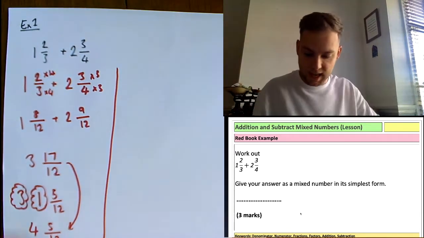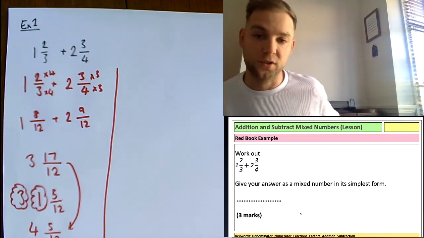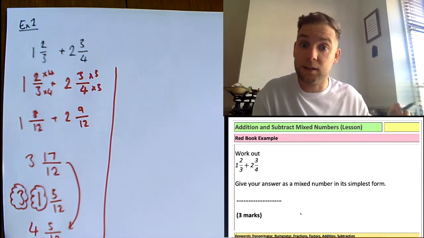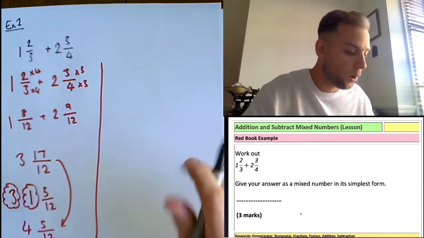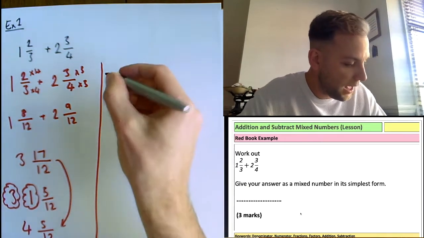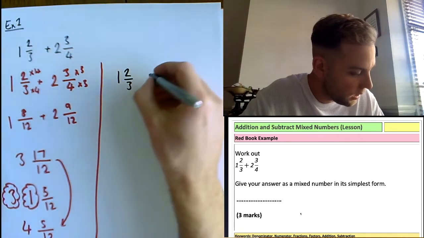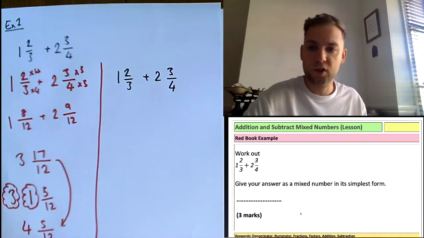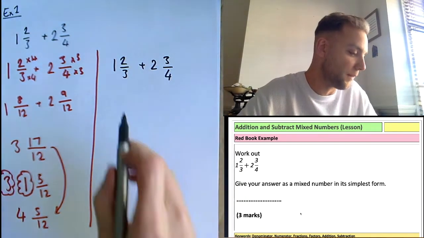My second technique now is to write them as a top-heavy fraction first. Now, some people prefer this method. I prefer the first technique when I'm adding, but we do need to use this other technique when we're subtracting. You'll see what I mean in a second. So if I'm going to do it the other way, 1 and 2 over 3 plus 2 and 3 over 4. First thing I'm going to do is write these both as top-heavy fractions.